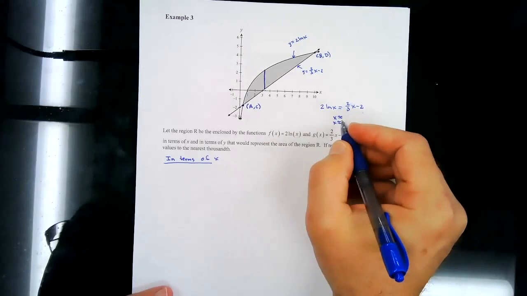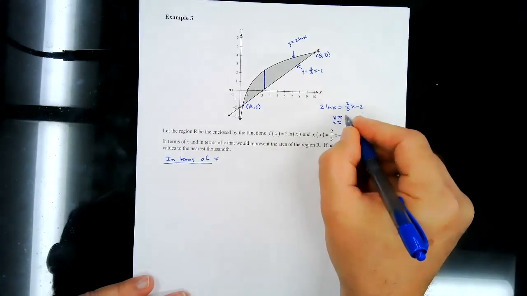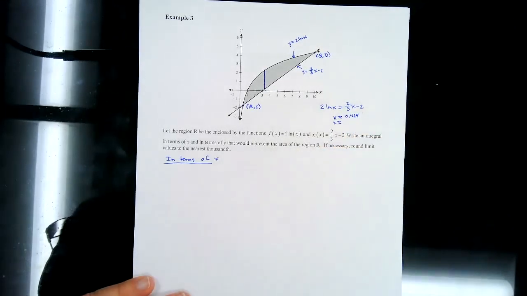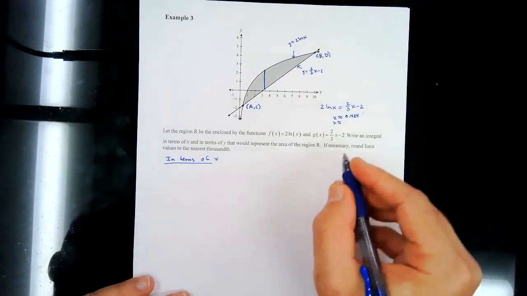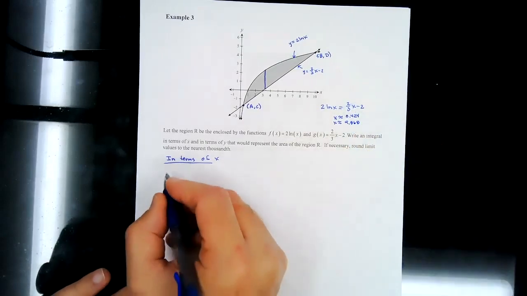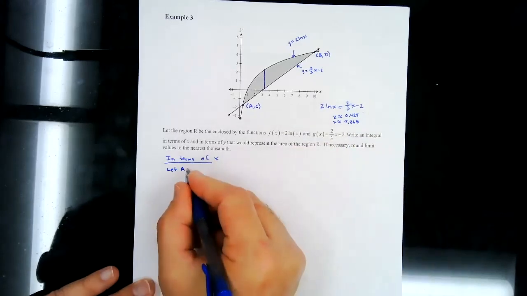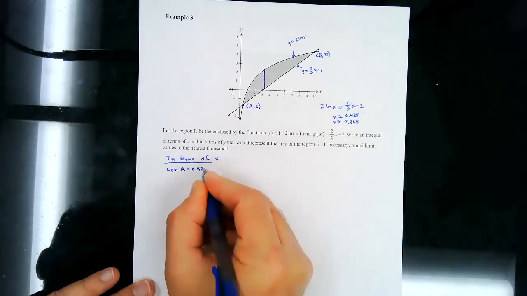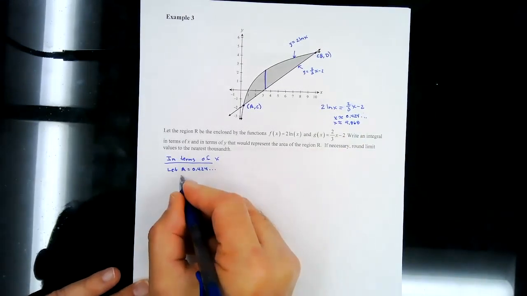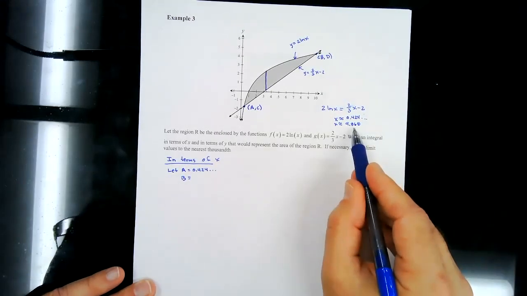So when we solve this on the graphing calculator, we got 0.424. And we also got 9.868. Okay, so we're going to let my A be this x, which is 0.424. And we're going to let B equal this one, 9.868.